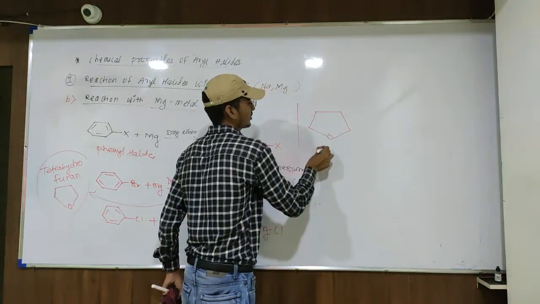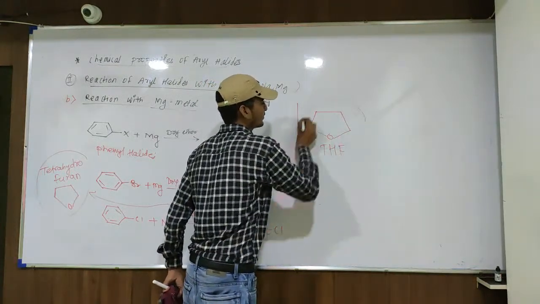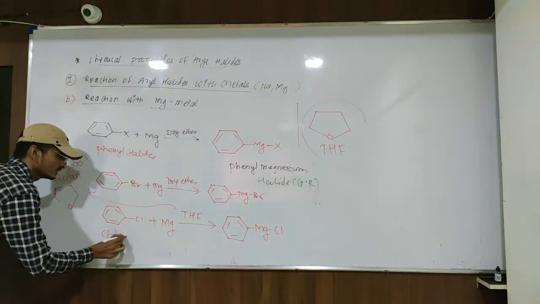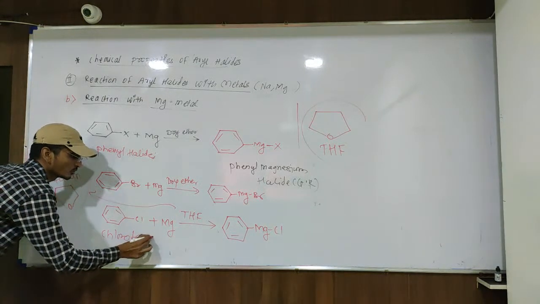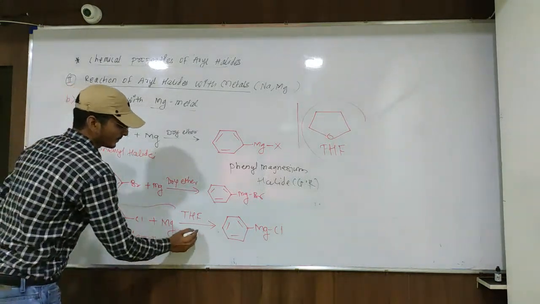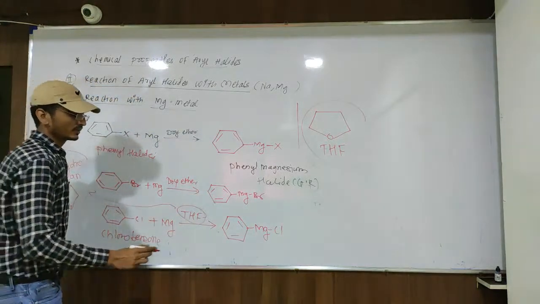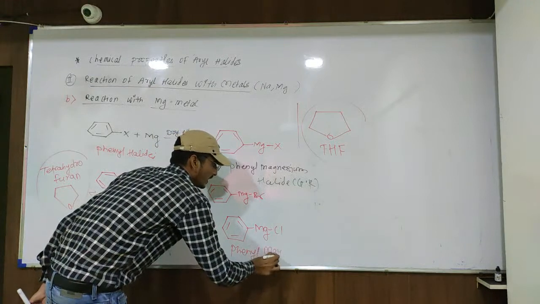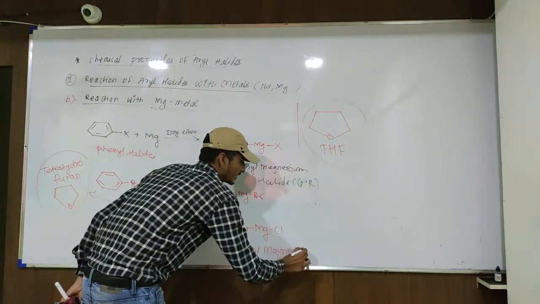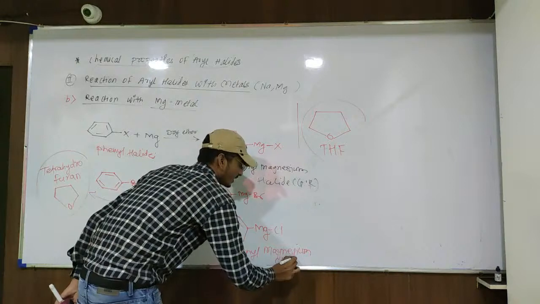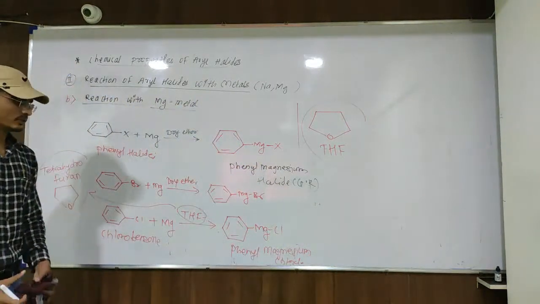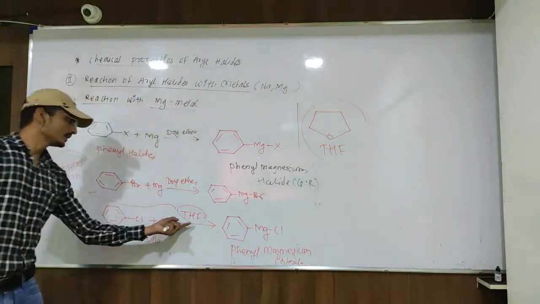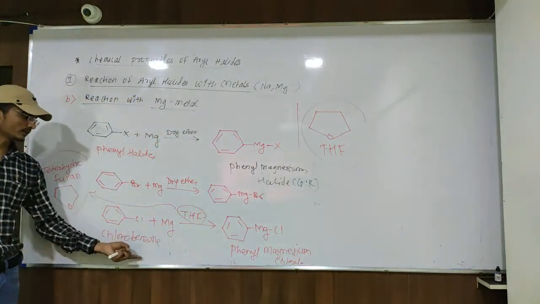This is tetrahydrofuran, we call it THF. What work will it do? It works as a solvent. But in which case? If you carry out the reaction of chlorobenzene with magnesium, then it is a must to take THF as the solvent. Only then will you get phenyl magnesium chloride, the Grignard reagent. Okay, so that is the one thing to remember here. If you want to prepare phenyl magnesium chloride, then there is a need of tetrahydrofuran as a solvent.